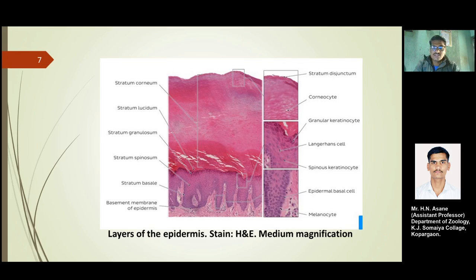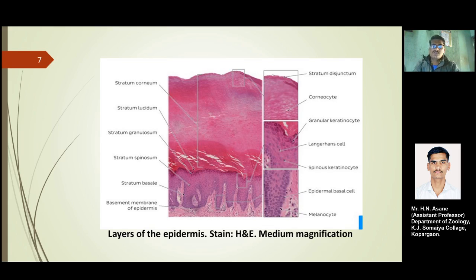As you can see, the spinous keratinocytes, that will be the stratum spinosum cells. And epidermal basal cells, as you can see from the basal membrane, the stratum basale. And you can see the melanocytes that are producing the melanin pigments, which you can see at the basal membrane of the epidermis.